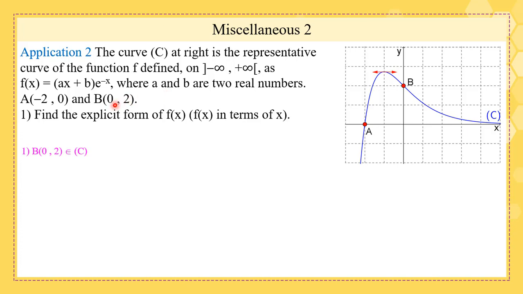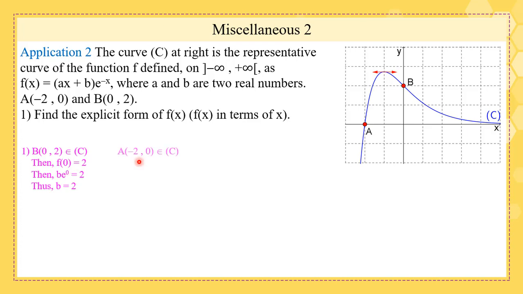Well, if we begin by point B because it's easier, what do we mean by B belongs to C? This means that f of 0 is 2. And if we go back to f of x and we replace each x by 0, we get b e to the power 0 is 2, and e to the power 0 is 1, so b is 2. So from here we can tell what b is.